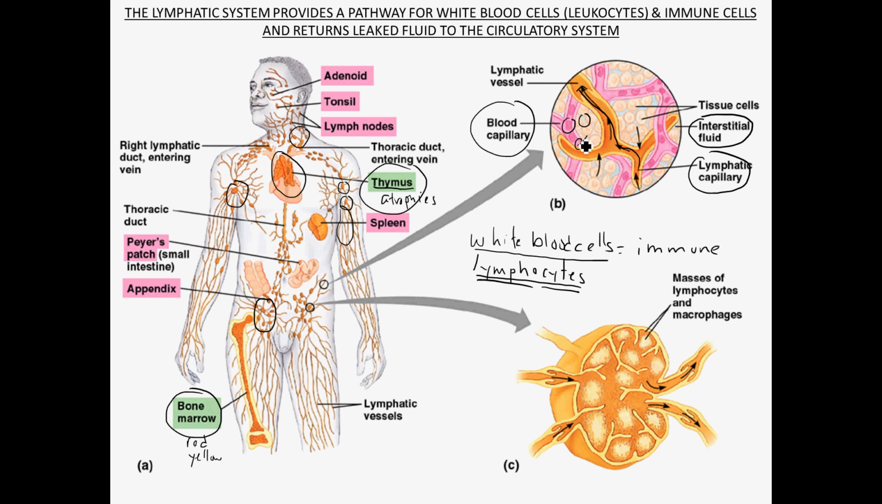So if the fluid is in the capillary, it's called plasma. If the fluid is between the cells, it's called interstitial fluid, and if the fluid is in the lymphatic vessel, it's called lymph.